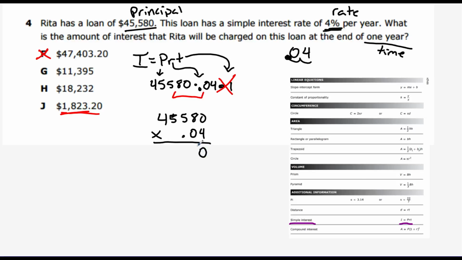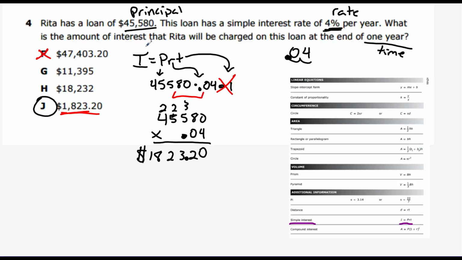It's 4 times 0, that's 0. 4 times 8 is 32. 4 times 5 is 20, plus 3 is 23. 4 times 5 is still 20, plus 2 is 22. 4 times 4 is 16, plus 2 more is 18. And then since we're multiplying with decimals, we have to count up all of our decimal places, and we had 1, 2 in the problem, so we need 2 in our answer. And there it is, $1,823.20.